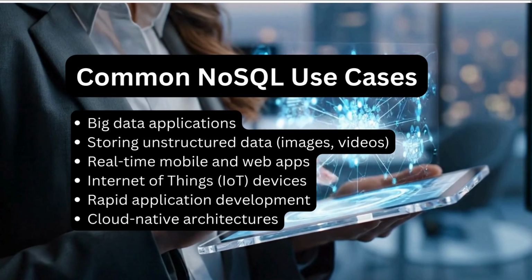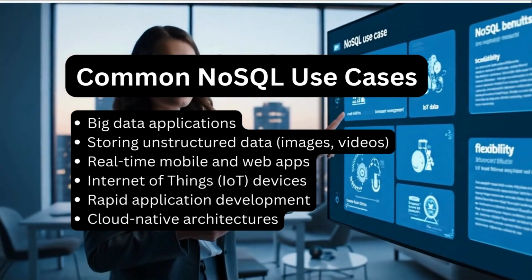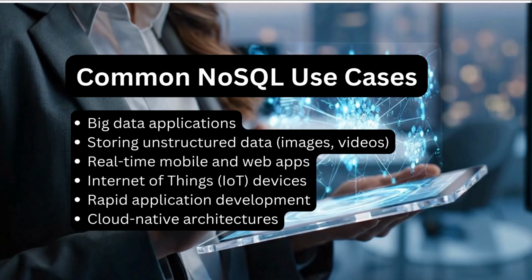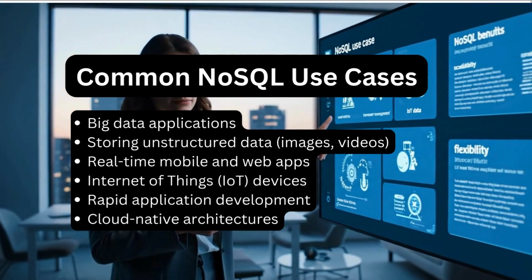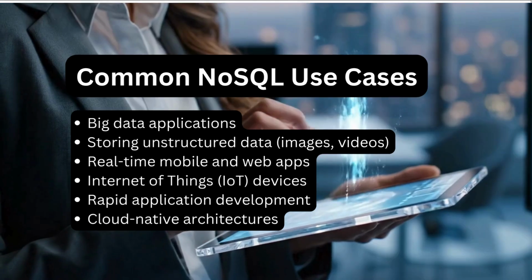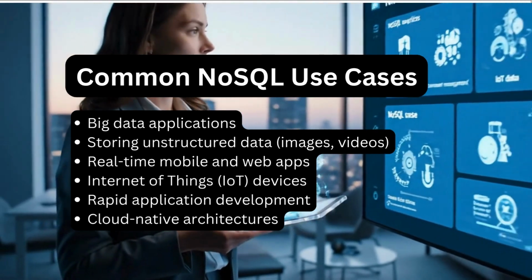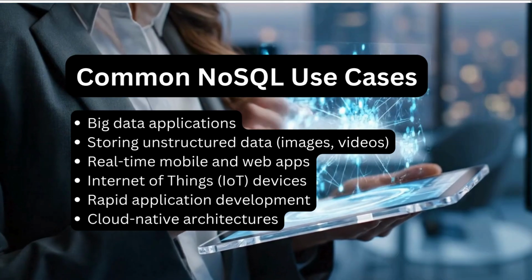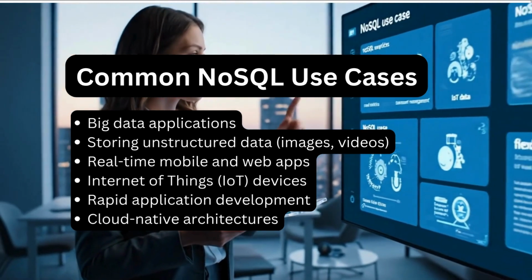NoSQL is really the engine behind most big data applications. It's the perfect solution for storing all that user-generated content, like photos and videos. It powers the real-time, snappy features in the mobile and web apps you use every single day. It's also crucial for the Internet of Things, or IoT, where you're collecting constant streams of data from millions of tiny devices. And because it's so flexible, it's an absolute dream for teams that want to develop and release new features fast, especially in the cloud.